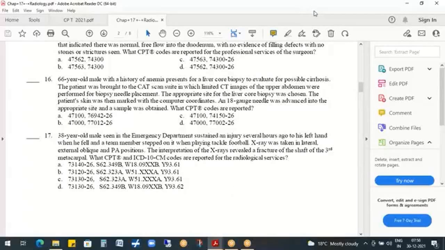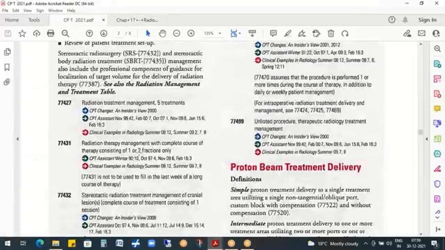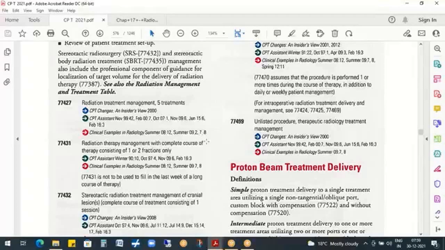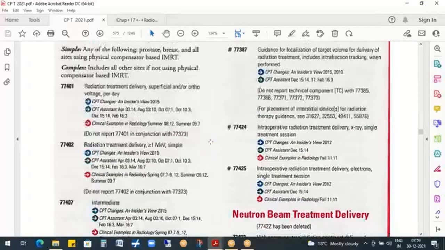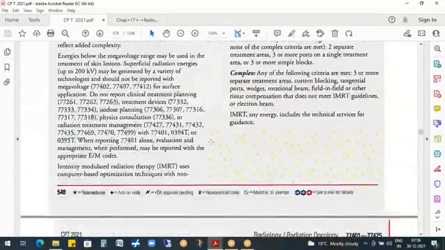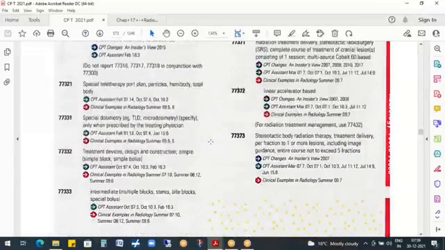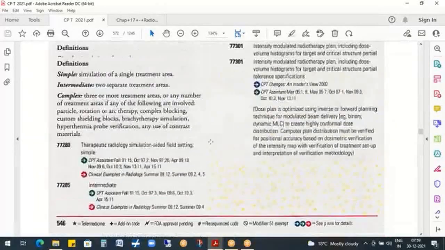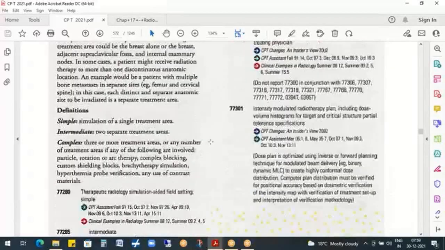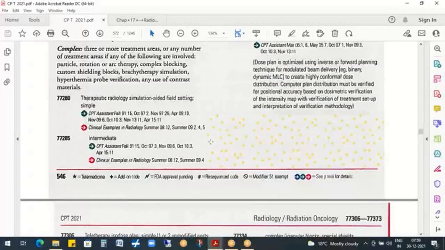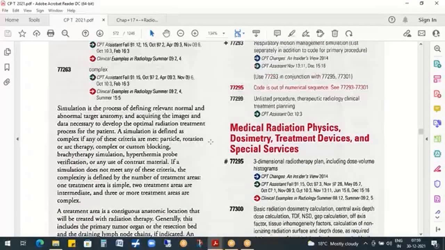Everyone got the same answer? 77402. Any different answers? Sir, in radiation oncology, where are the codes for dosimetry and device? You can see them in order. Before delivery, the codes are dosimetry and delivery. You can see page number 546.